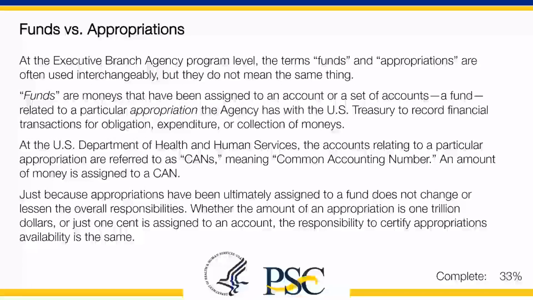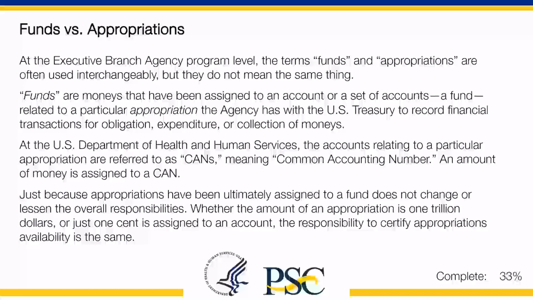At the executive branch agency program level, the terms funds and appropriations are often used interchangeably, but they do not mean the same thing. Funds are monies that have been assigned to an account or a set of accounts, a fund, related to a particular appropriation the agency has with the U.S. Treasury, to record financial transactions for obligation, expenditure, or collection of monies. At the U.S. Department of Health and Human Services, the accounts relating to a particular appropriation are referred to as CANs, meaning Common Accounting Number. An amount of money is assigned to a CAN.